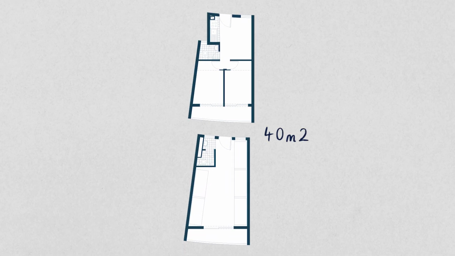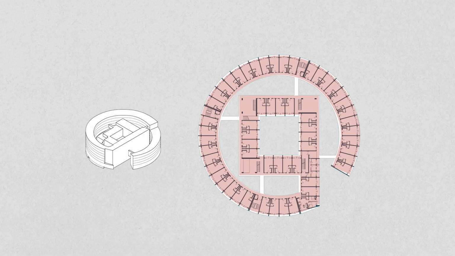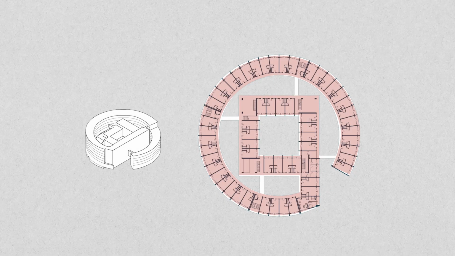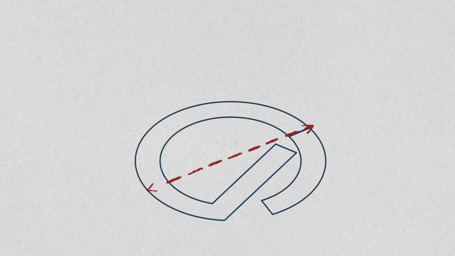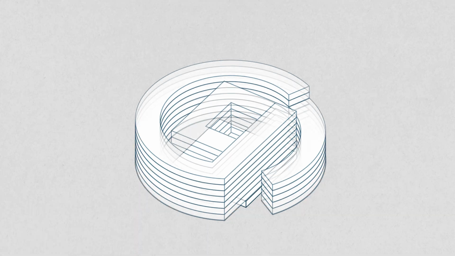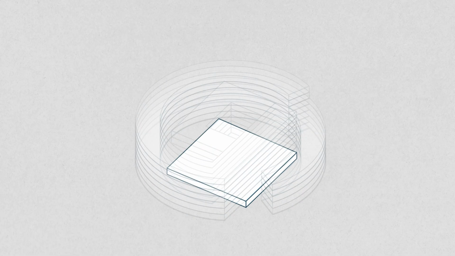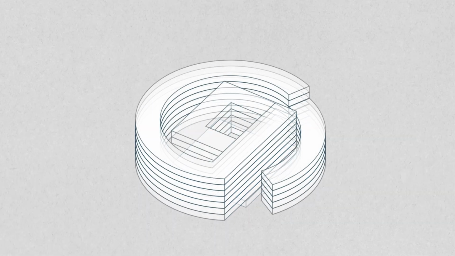The compact configuration of the building also helped in increasing the density. The circular layout of the main housing block, with an outer diameter of 72 meters, and the square lower block placed in the center of the project site, make an efficient use of the available space.